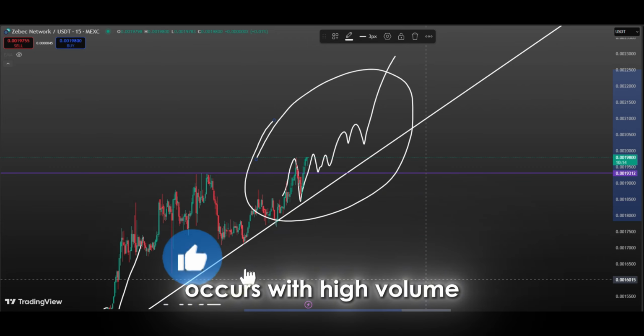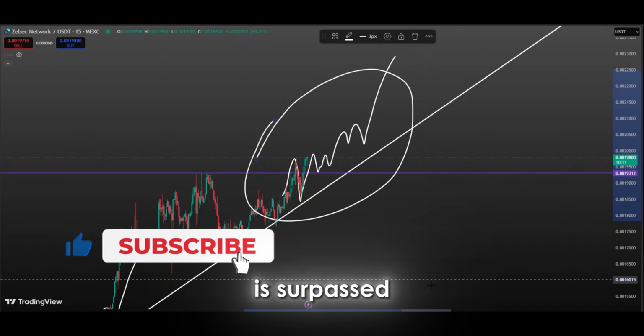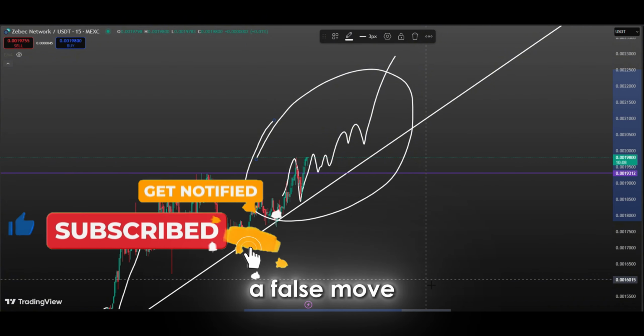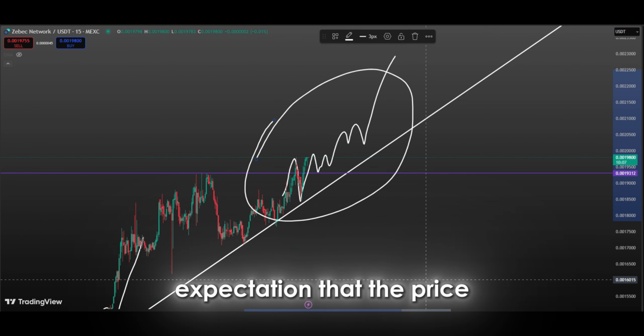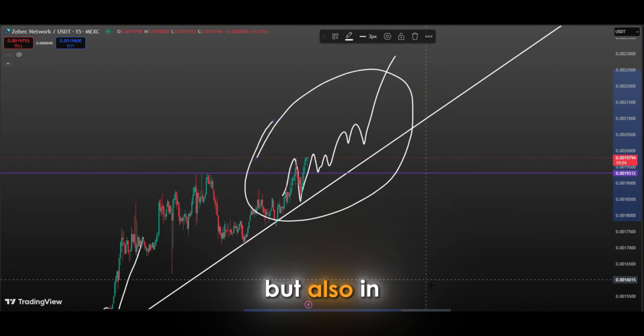If the breakout occurs with high volume, meaning there is a notable increase in trading activity as the level is surpassed, this serves as a key indication that the breakout is real and strong, not a false move. This reinforces the expectation that the price may continue its upward movement, not just in the short term but also in the medium term. Additionally, such breakouts are often followed by a brief retest phase.